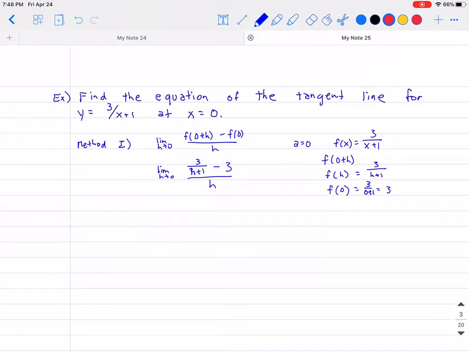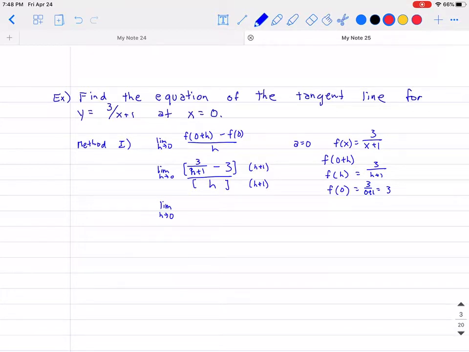Now, in order to clean up this mess over here, what I normally like to do is multiply by the part that is problematic to both top and bottom. So the part that's problematic is the factor h plus 1. If I multiply that to both top and bottom, then hopefully we are going to get something that's a little bit cleaner to mess with algebraically.